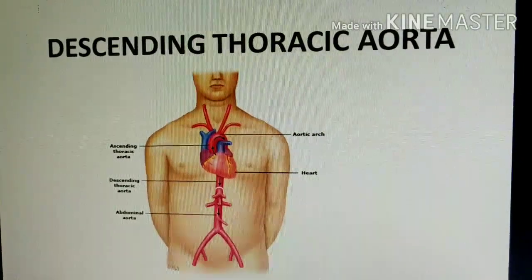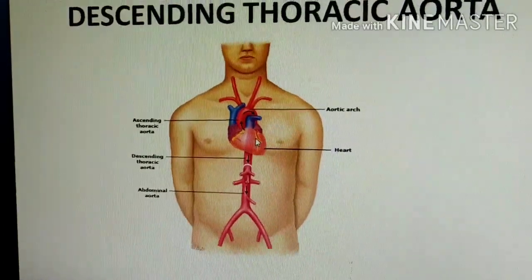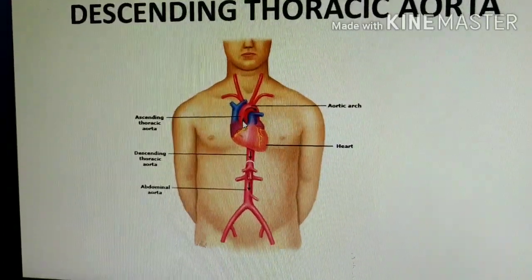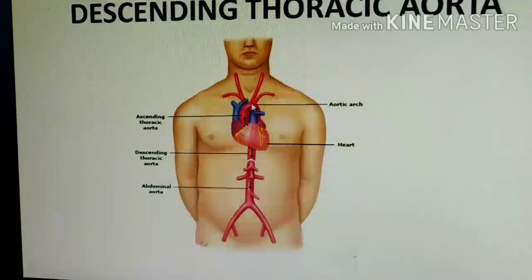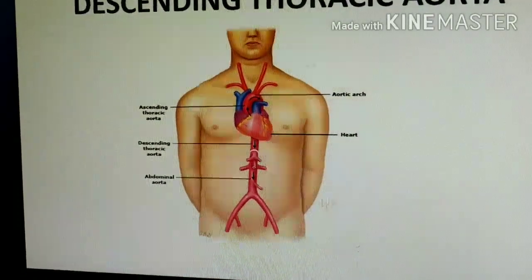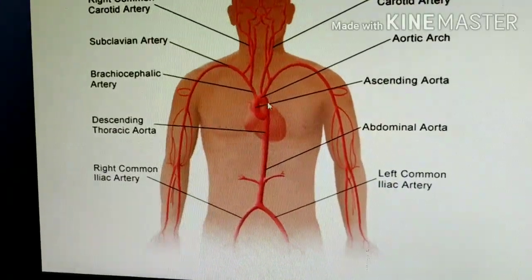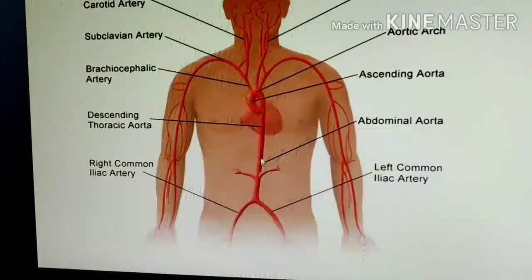Descending thoracic aorta. This is the heart. From the left chamber of the heart, the ascending aorta arises, then reaches the arch of aorta, then it descends as the descending thoracic aorta. This is the heart, ascending aorta, arch of aorta, descending thoracic aorta.